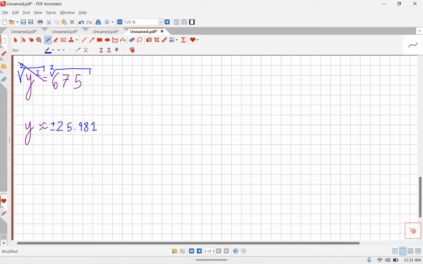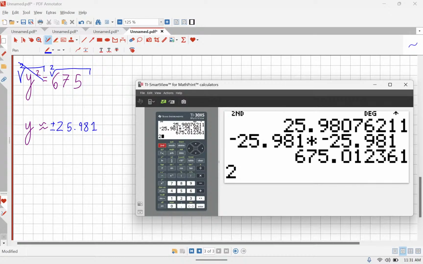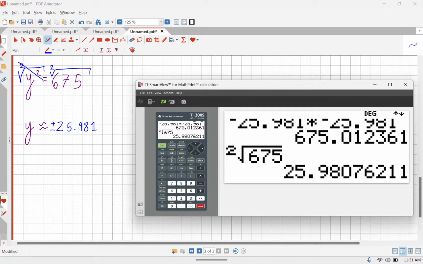So I'm going to come back to Rex. Rex, you probably used a different button than the rest of us because you probably did not put 2, second root of 675, did you? What button did you use instead?